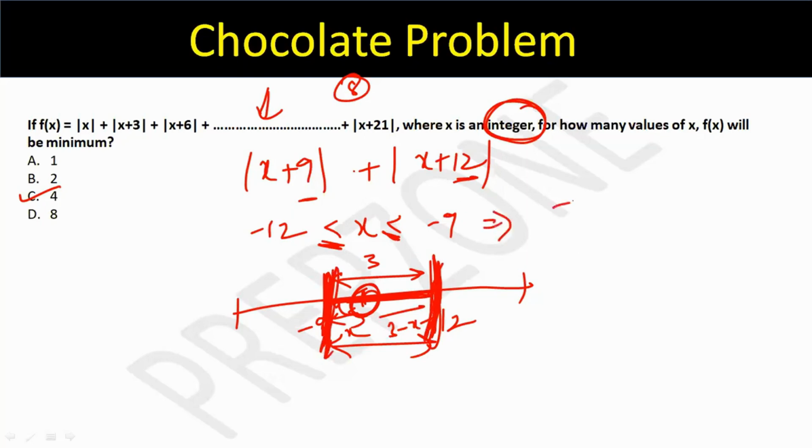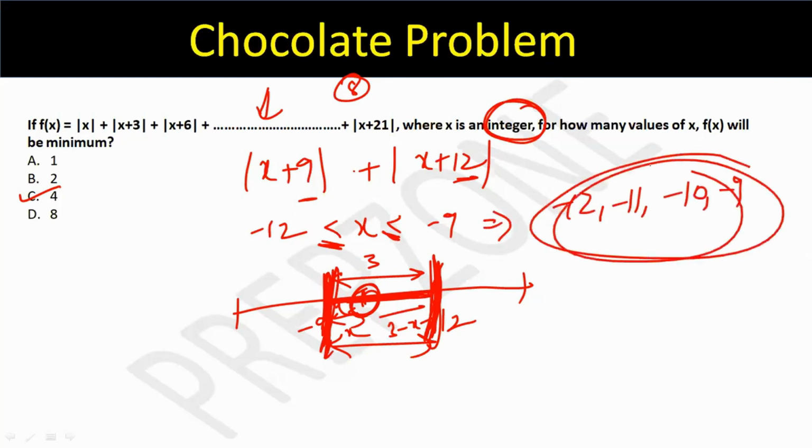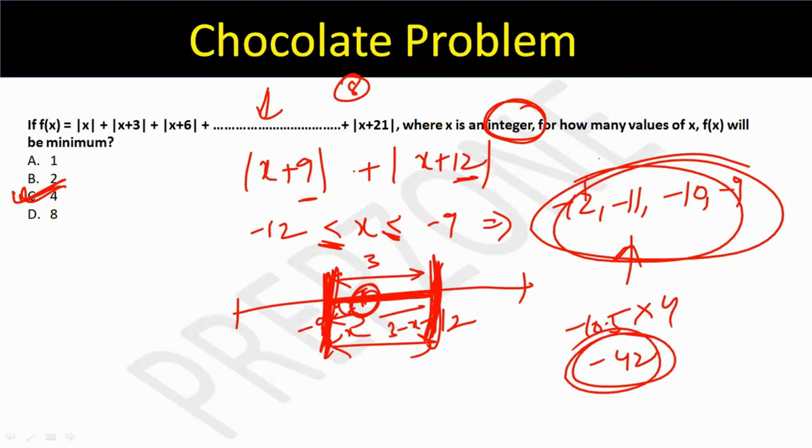So I have 4 values here: -12, -11, -10, and -9. And these 4 values of x, you will have minimum. And questions can also ask you to find the sum of all of those integral values of x. So then you just do, its average is -10.5 into 4. So -21 and -42 will be the sum. Or you can say -12 plus -9 is -21 into 2, -42. So like there can be multiple variations here, but the concept remains same.